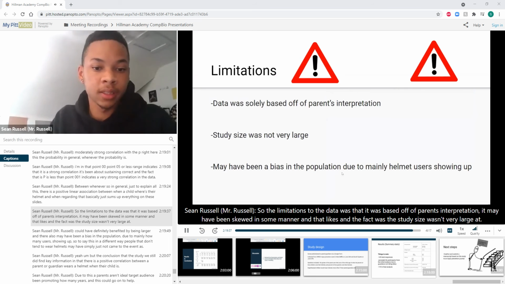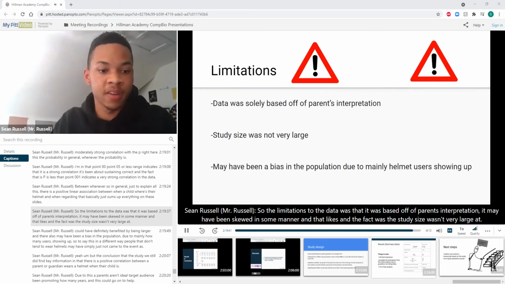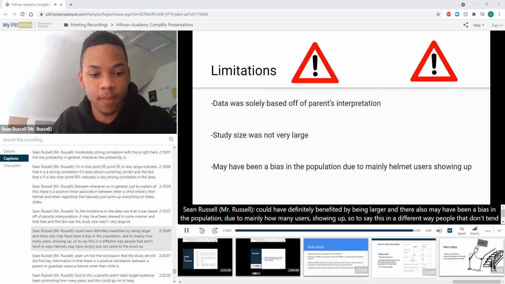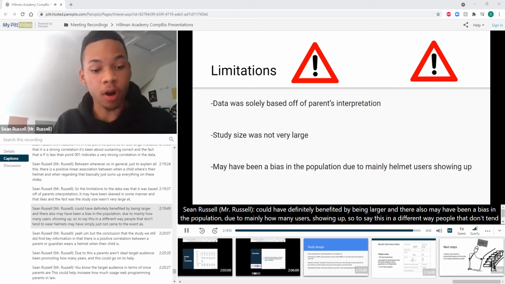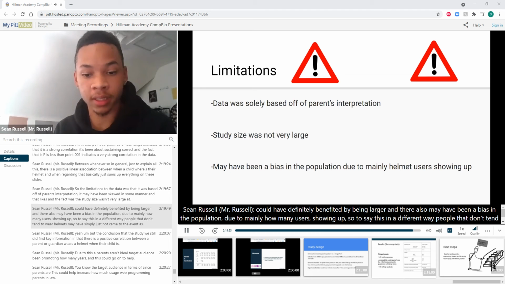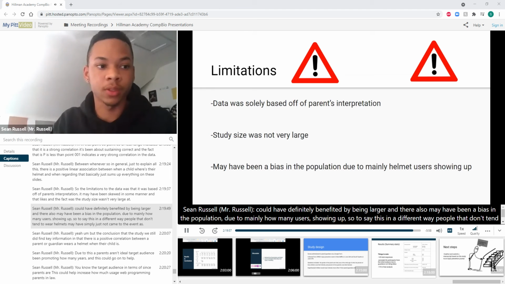So the limitations of the data were that it was based off of parents' interpretation, so it may have been skewed in some manner. And the study size wasn't very large at 119. It could have definitely benefited from being larger. There also may have been a bias in the population due to mainly helmet users showing up. To say this in a different way, people who don't tend to wear helmets may have simply not come to the event as they didn't wear helmets.